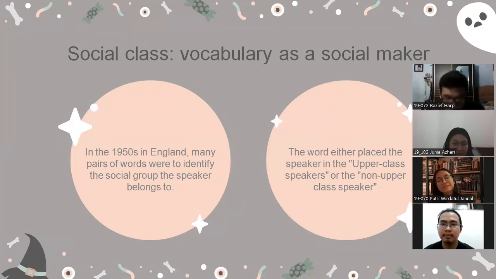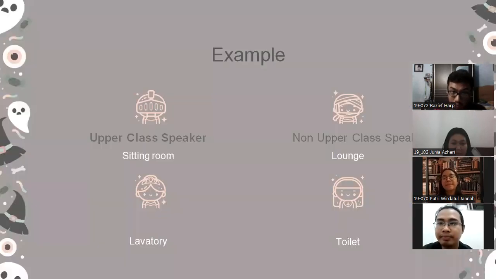In social class, vocabulary is a social marker. In the 1950s in England, many pairs of words were used to identify the social group the speaker belongs to. The words either placed the speaker in the upper class speakers or the non-upper class speakers. Next slide. For example, upper class speakers will say sitting room and lavatory. Meanwhile, non-upper class speakers will say sitting room as lounge and lavatory as toilet. Next slide.